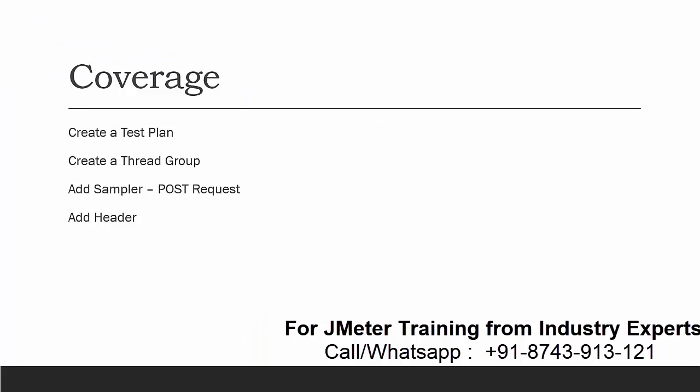First of all, we are going to create a test plan in JMeter. Then we'll create a thread group. I will add a sampler. There we are going to make a post request. Post means we are adding a new resource to the application. And then we need to add some headers. So that I'll show you. Okay, let's move to JMeter.